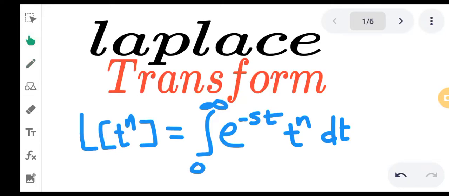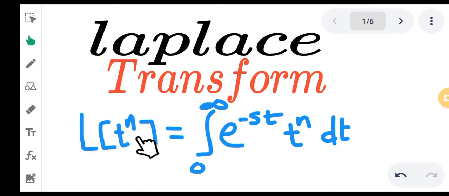Okay, so today we want to know how we can transform the Laplace of t exponent n. Okay, so Laplace transformation, and we've already learned from our previous videos that this is the basic definition for Laplace transform. Just write the integral from 0 to infinity of e exponent minus st, multiplying the function that will be given inside the Laplace. That's the f of t.